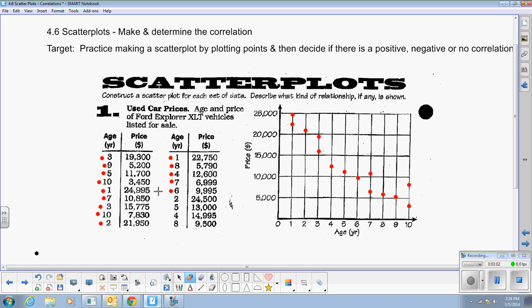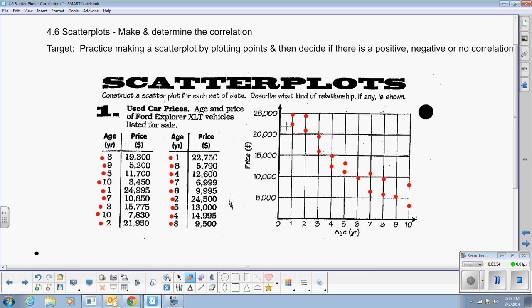There. And then we have 2, $24,500. 2, $24,500 is going to be just below that line. 5, 13,000. 5, 13,000 is a little over halfway between 10,000 and 15,000. 4, $14,995. That is right below that 15,000 line. And then 8, 9,500. 8, 9,500 is going to be just a touch below the 10,000 line. Now I have all the dots plotted on my graph.